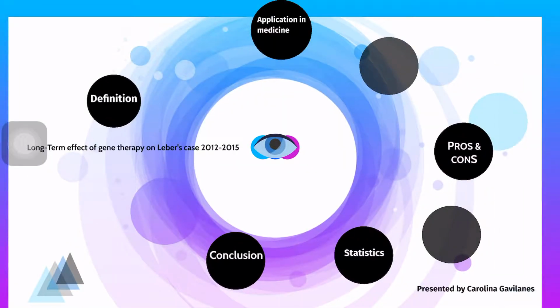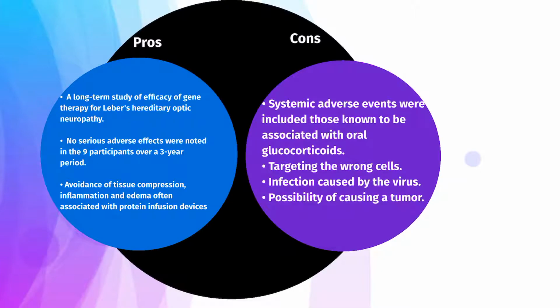Pros and cons. Pros: a long-term study of efficacy of gene therapy for Leber hereditary optic neuropathy. No serious adverse effects were noted in the participants over a 3-year period. Avoidance of tissue compression, inflammation, and edema often associated with protein infusion devices.